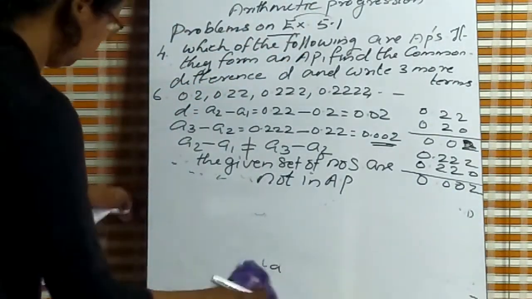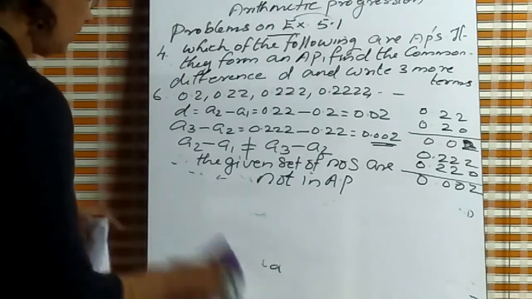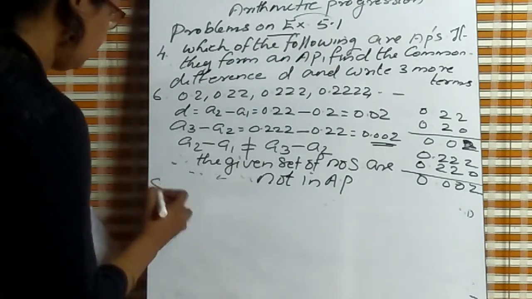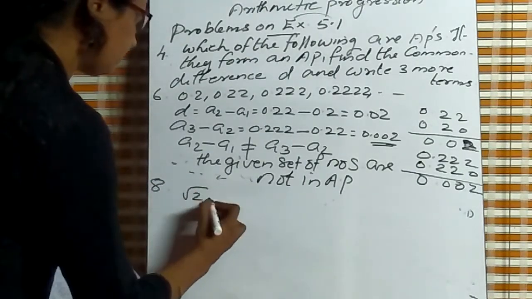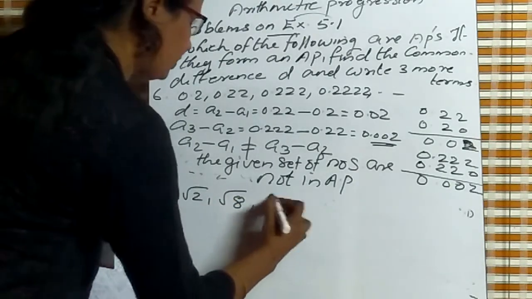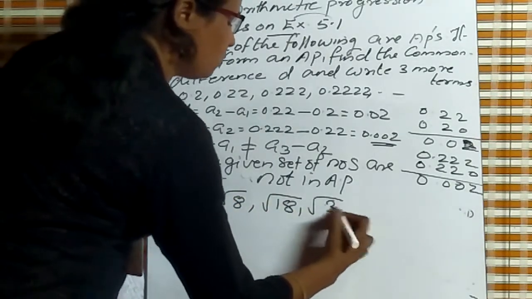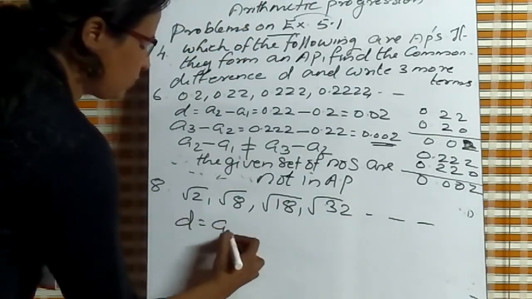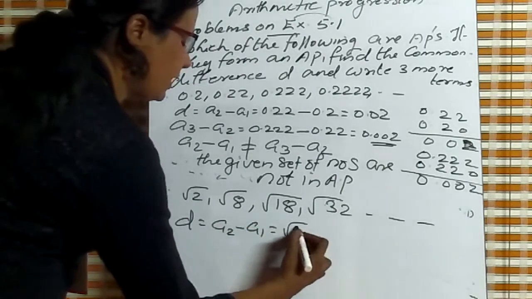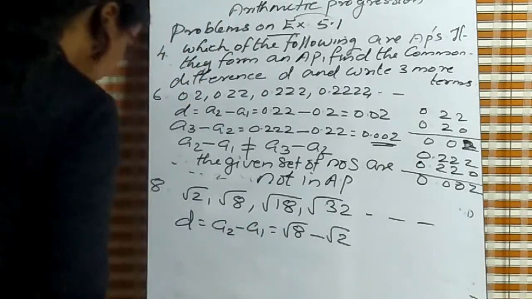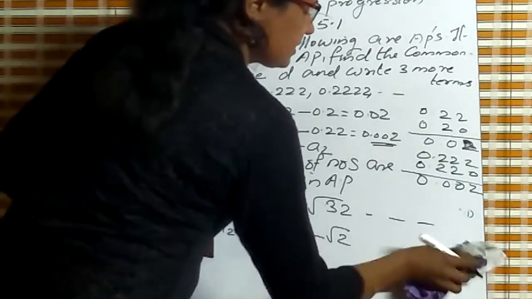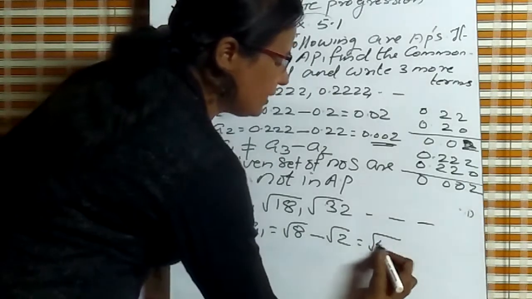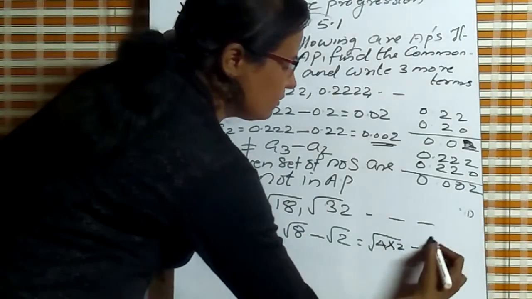Next question, that is the 8th question in exercise 5.1. Question number 8: root 2, root 8, root 18, root 32, etc. First we have to find D. What is D? D is equal to A2 minus A1, which equals root 8 minus root 2. We have to convert root 8 in terms of root 2 for subtraction. That is, root 8 is root of 4 into 2, minus root 2.